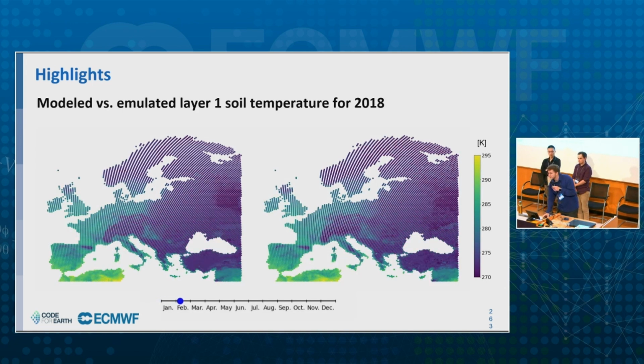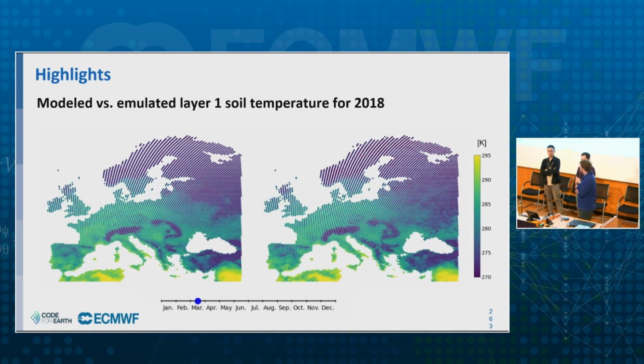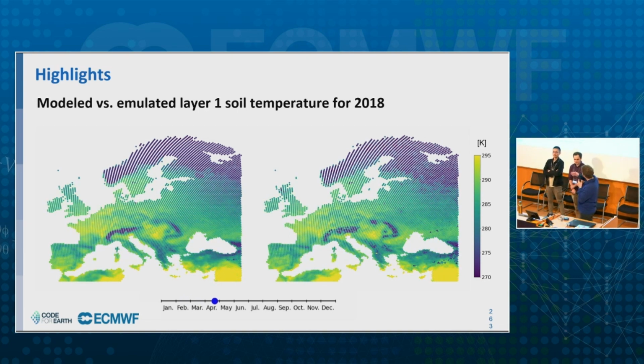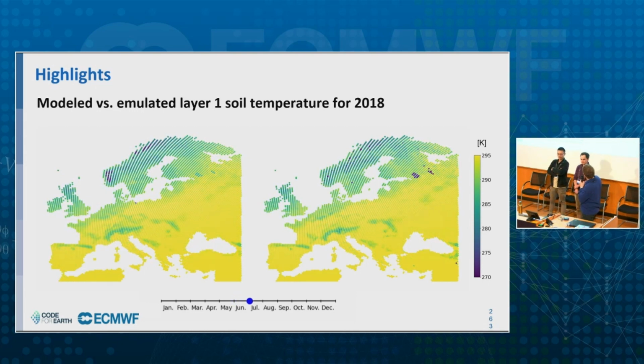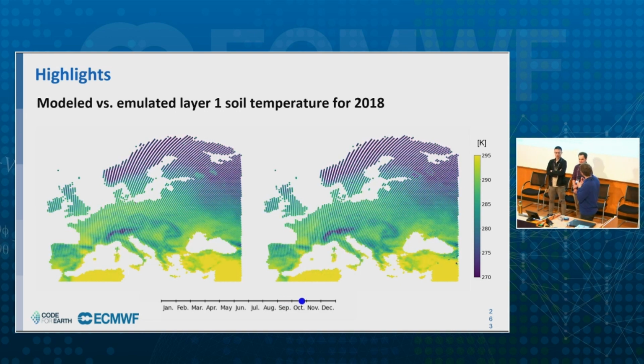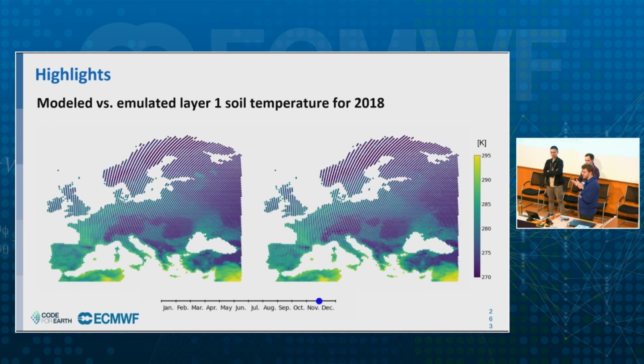So Johannes prepared this nice animation. On the left, you can see EasyLand, so that's the original. On the right, you can see one of the emulators, and this is layer 1 soil temperature for a year. Just for you to see how similar or different it looks, and what kind of data we're talking about.